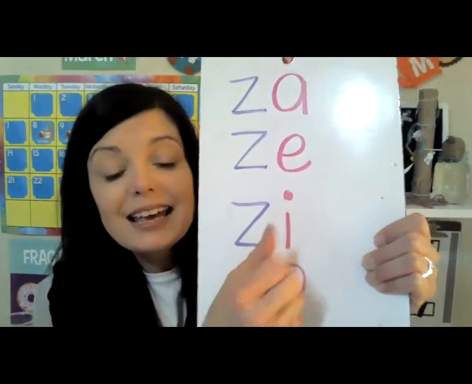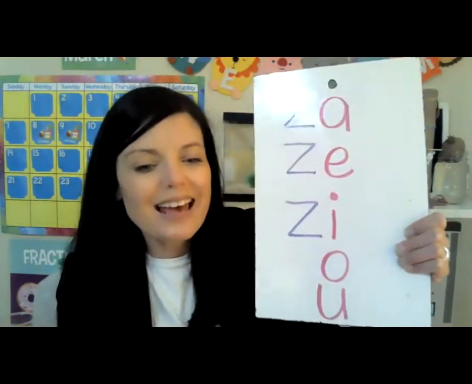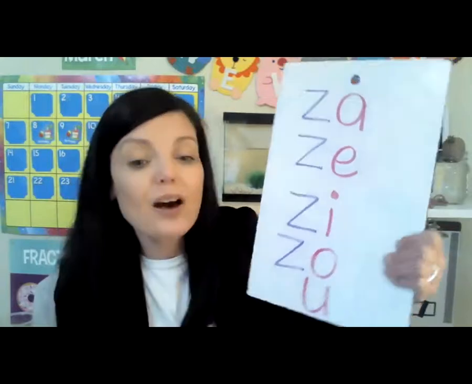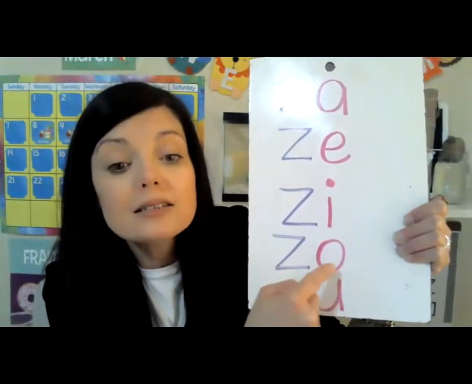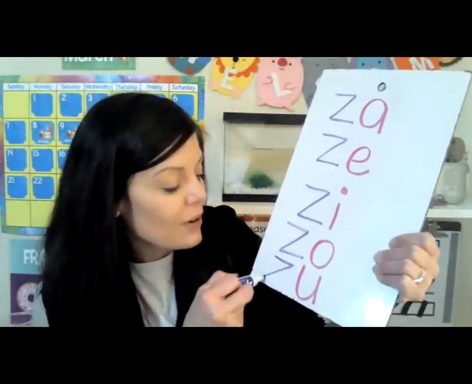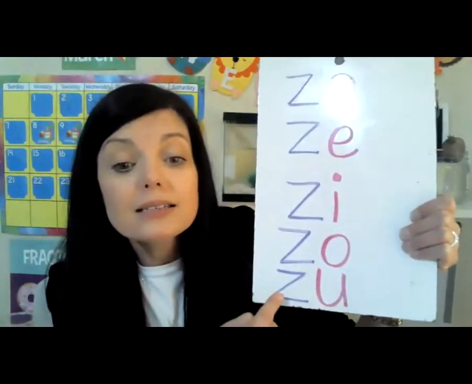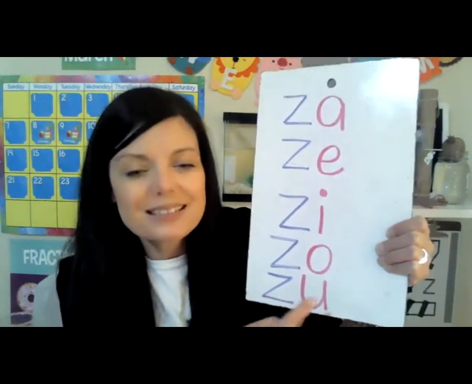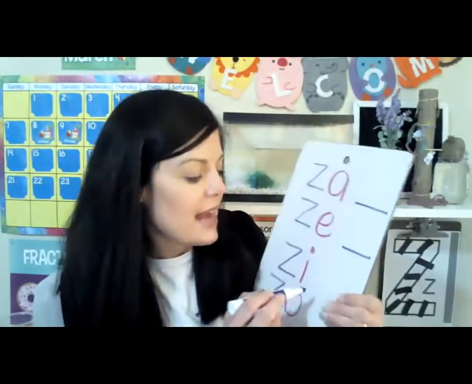Z, I, ze, ze. Let's try Z with O. Z, za, za. Last one, everybody. Z, za, za. Now let's read 3 words today.